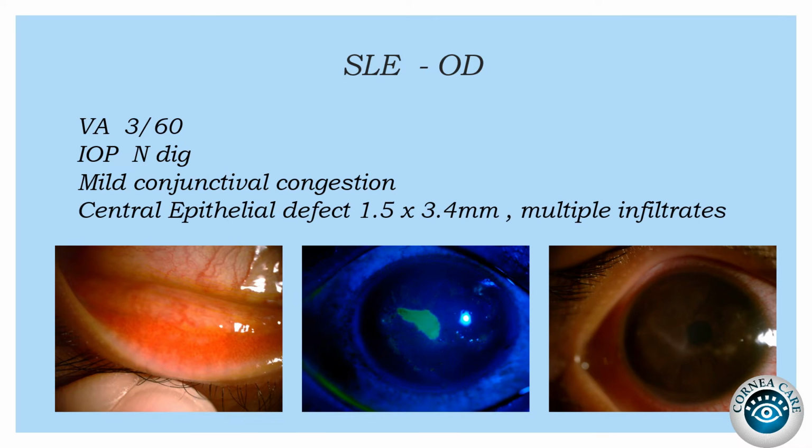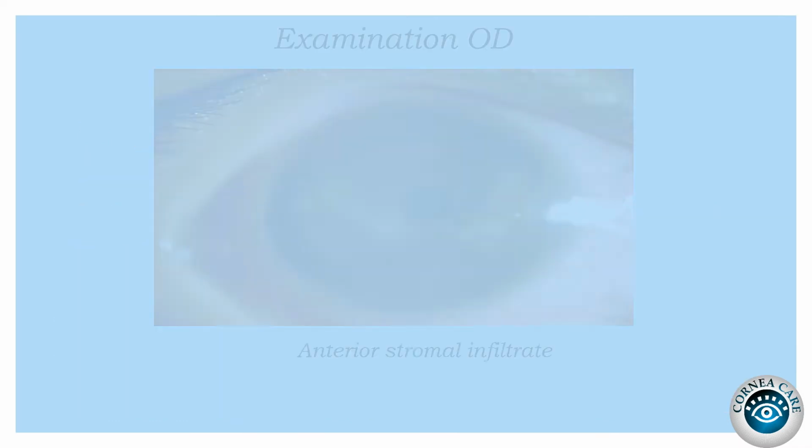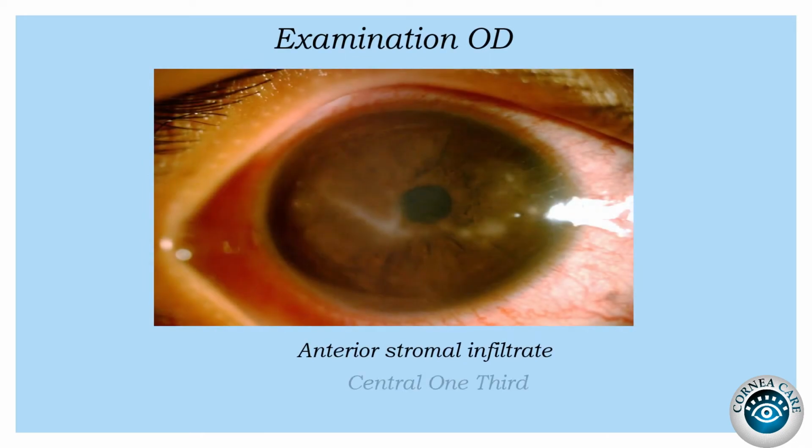Cornea had a central triangular epithelial defect with multiple infiltrates. All these were anterior stromal infiltrates, scattered in the central 1/3. One infiltrate was linear along the edge of defect and the rest were patchy and without overlying defects.